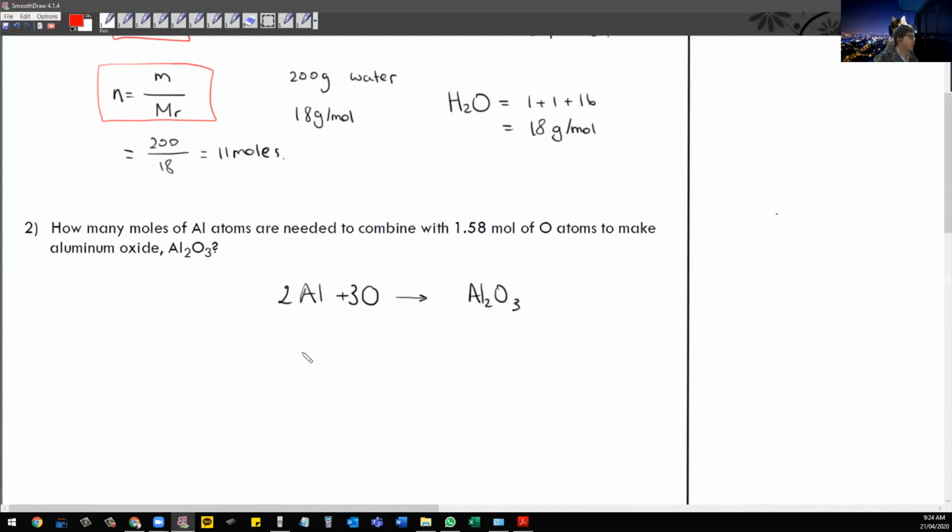So what I mean by that is you have 2 aluminium and 3 oxygen atoms combined to give one aluminium oxide molecule. Remember, when you have a subscript, that means they're bonded together, right? When you have a coefficient, things like this one, that means they are all separate. So you have two Al, and these atoms combine to give that molecule.